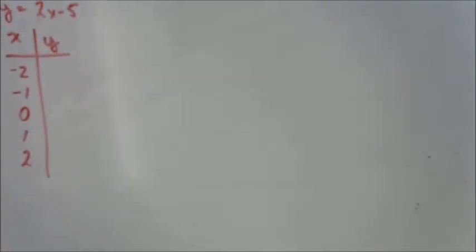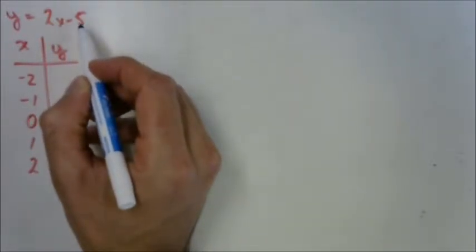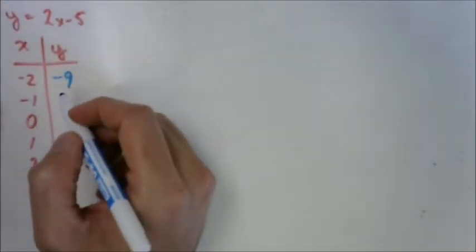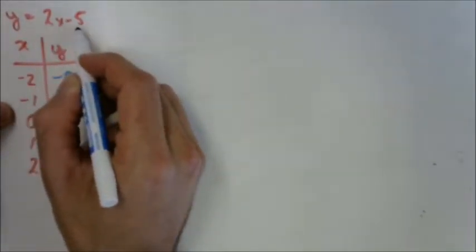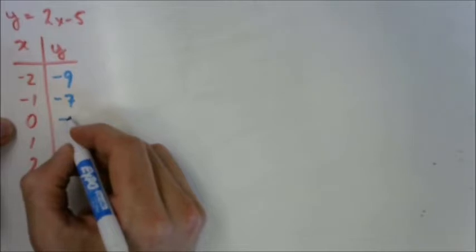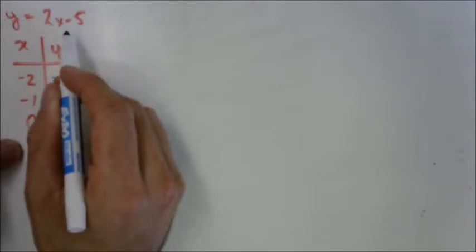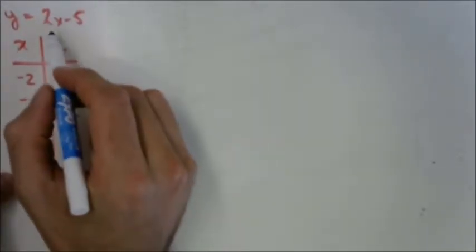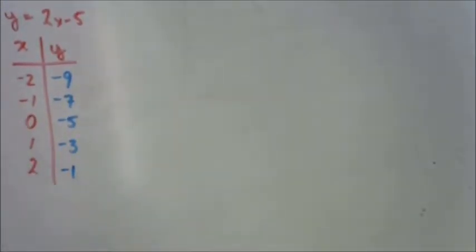We'll do it in our heads. If we put in negative 2 for x, then we have 2 times negative 2. What's 2 times negative 2? Negative 4 minus 5? Negative 9. Okay, let's put negative 1 in there. Negative 1 times 2 is? Negative 2 minus 5? Negative 7. 0 times 2 is? 0. Leaving us with negative 5. 1 times 2 is? 2 minus 5, negative 3. 2 times 2? 4 minus 5? Negative 1. Okay, so there's the y column of our t-chart.